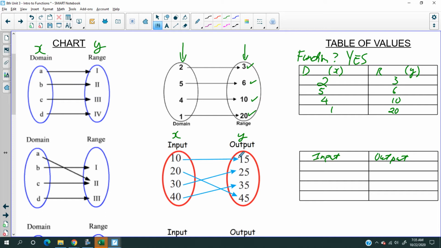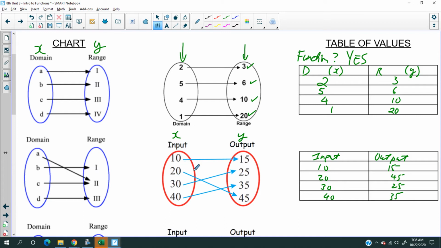Now, if I put 10 in, I get 15. That's what these arrows are for. If I put 20, I get 45, okay? That's fine, because I don't know what the machine does or does not do. All I need to know is that it's a machine. So if I put 30 in the machine, I get 25 out. And if I put 40 in the machine, it spits out 35. So far, so good.